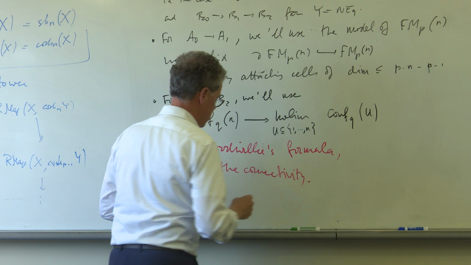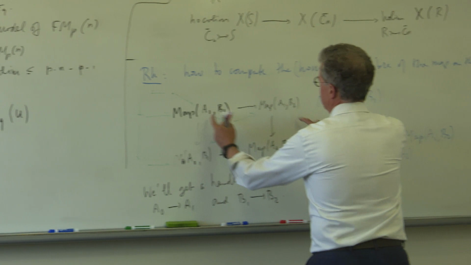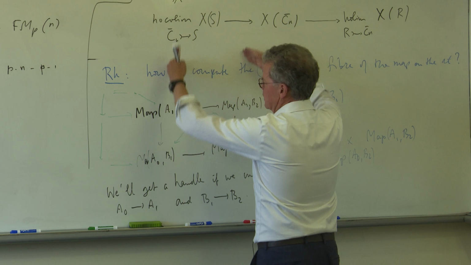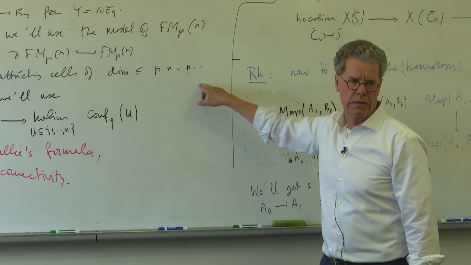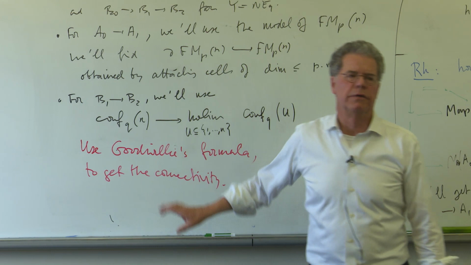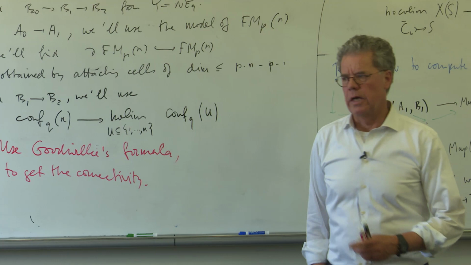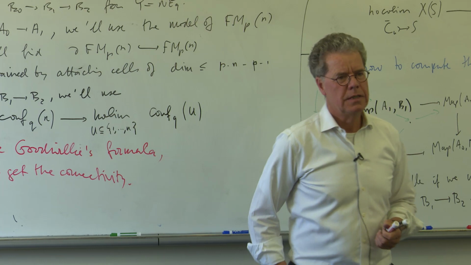And if you have the connectivity of B1 to B2, then the connectivity of the fibers here, which I told you I wrote on the wrong side, will just go down by this dimension, because it's a little bit like the loop space, this iterated loop space. So you get an explicit formula. I had written down the formulas, but I think they're not so important. The result will roll out automatically. Maybe, not to lie to you too much, there is one thing.